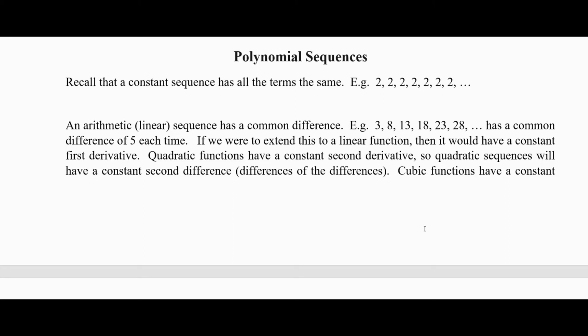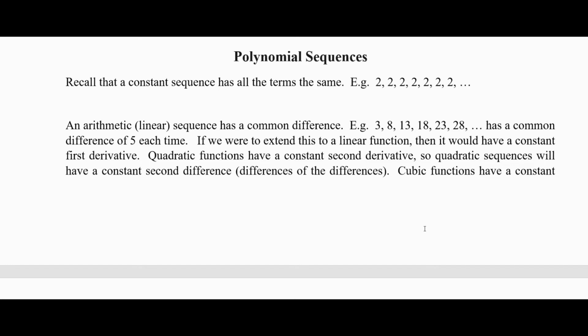In other words, if we were to find successive differences, 8 minus 3 is 5, 13 minus 8 is 5, 18 minus 13 is 5, 23 minus 18 is 5, 28 minus 23 is 5, and so on. That's what we call the first differences, or the differences are common, they're constant. That makes it linear or arithmetic. So if we were to extend this to a linear function, then it would have a constant first derivative.